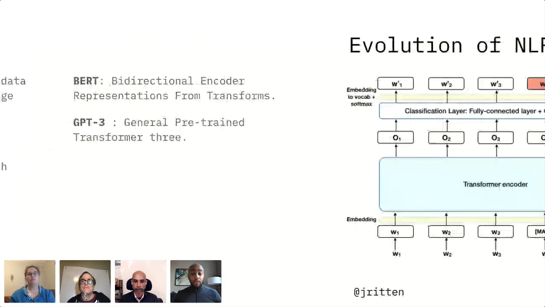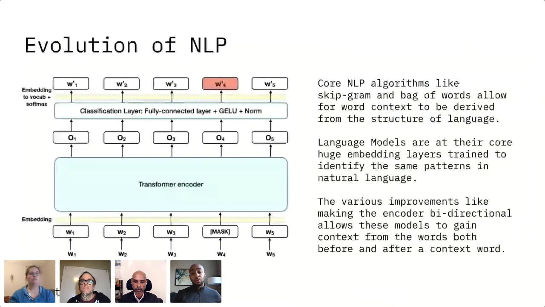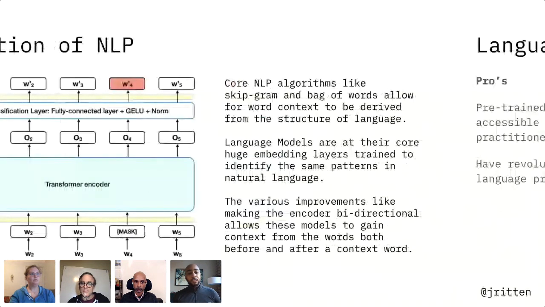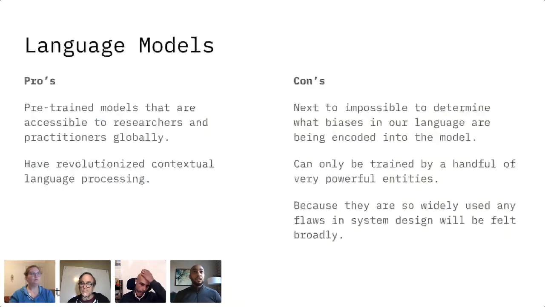So the evolution of natural language processing, like I said, actually started with things like skipgram and bag of words. But then as we started to move forward, now we have these really, really big language models, which are essentially a collection of embeddings or context for words within the context of other or surrounding words. And this is actually the underlying thing that powers a lot of the voice recognition technology today. And this is where a lot of the source of the bias is going to arise.